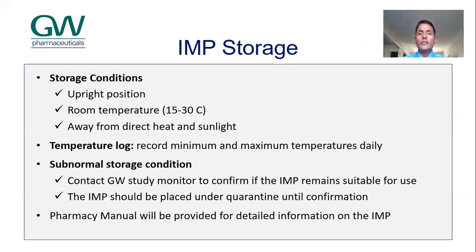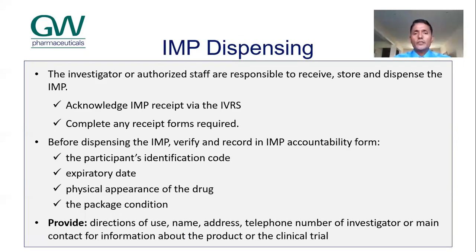If there is any evidence of deviation from the specified condition, the investigator should notify the monitor, and all investigational products should be kept in quarantine until further notification is received from the sponsor. The investigator and authorized person are responsible to receive, store, and dispense investigational product. After receiving investigational product, the staff should acknowledge and complete the required documentation. Before dispensing, pharmacists should verify and record the patient identification code, expiry date, physical appearance, and package condition.